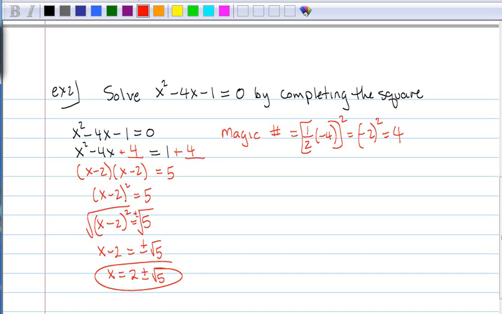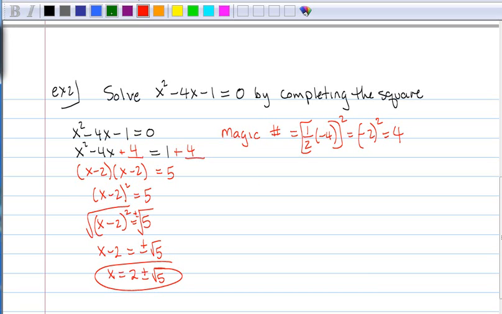You can also use completing the square in many other applications, like for instance finding the vertex form. In the section before, they actually asked you to find the vertex form by completing the square, and you can do that also. When you do the vertex form, instead of adding 4 to both sides, you're going to add 4 and subtract 4 on the same side. So whatever the technique is, finding the magic number is completing the square.